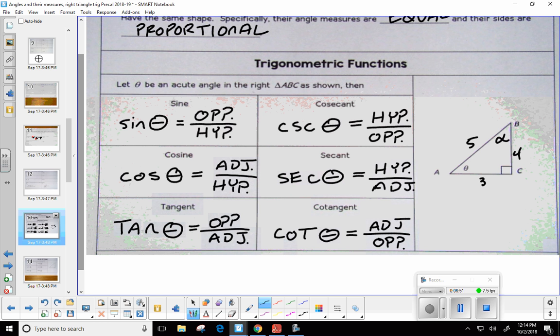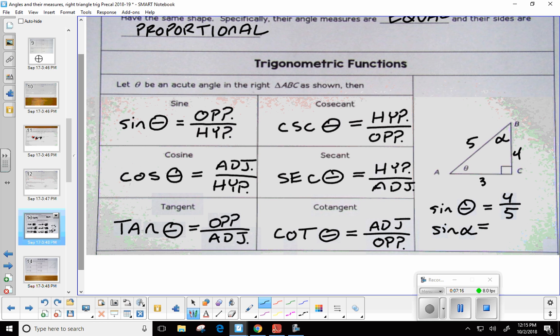Okay. Well, what is sine of theta? Remember, it's opposite side over the hypotenuse. So what's opposite theta? Okay, 4 is directly opposite, right? Over the hypotenuse 5. Now, here's my question. Will sine of alpha be identical? Okay, no, because I'm talking about a different angle, right?